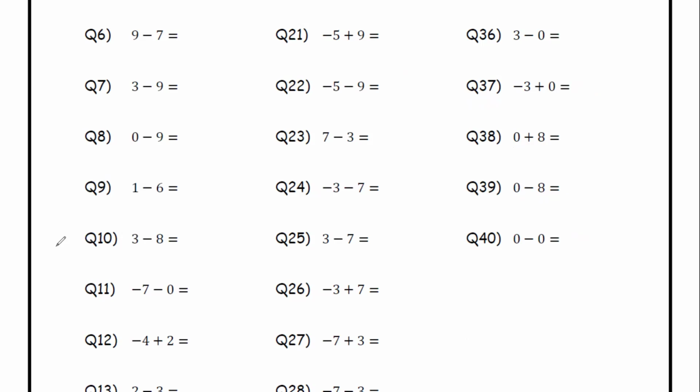And with that, we are done with this worksheet. We'll move on to adding and subtracting two-digit numbers.